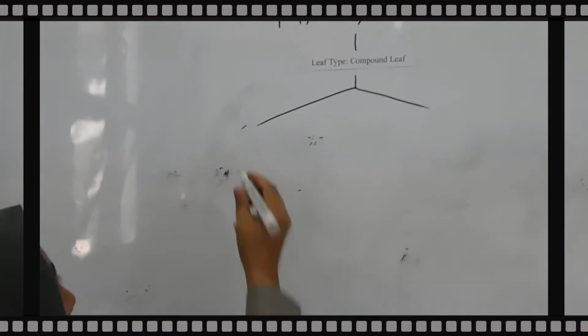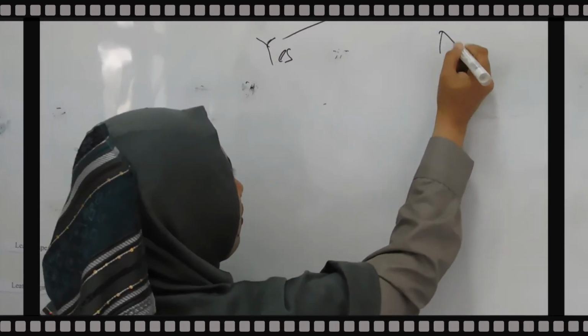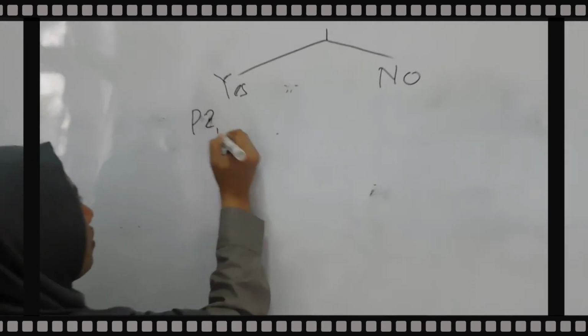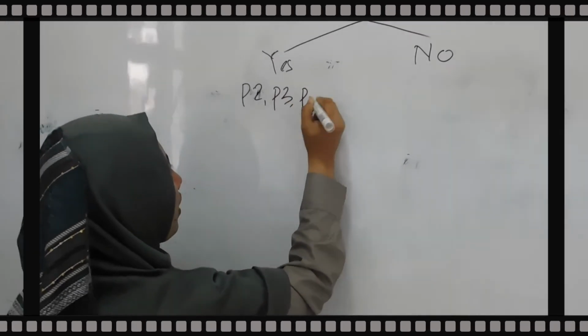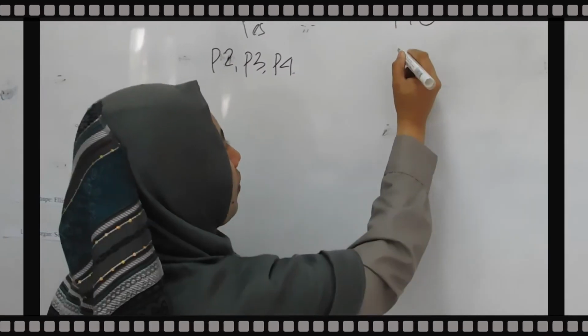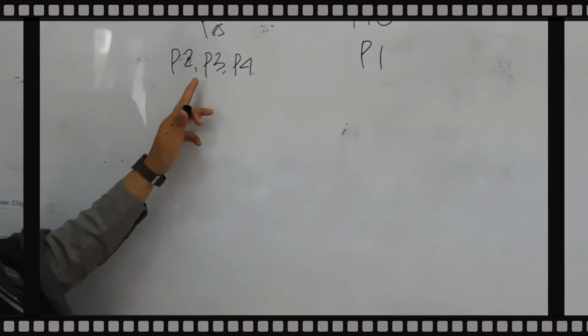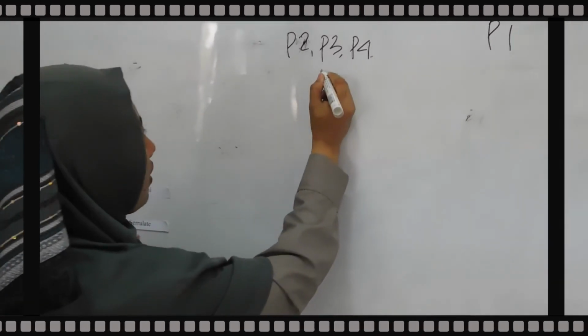Plant 1, this is yes or no. For compound leaf, yes: plant 1. For no: plant 2, plant 3 and plant 4. Okay, let's see for plant 2, 3 and 4.